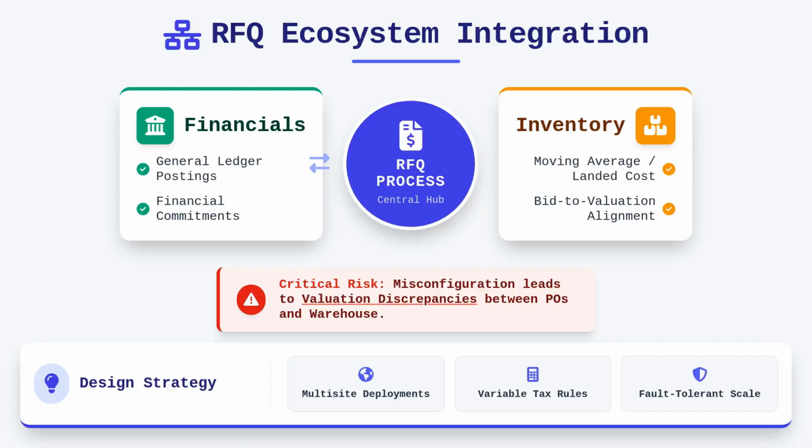Simultaneously, if the purchase is for stock items, inventory valuation methods such as moving average or landed cost must be properly aligned with the figures provided in the bid. If you misconfigure these dependencies, you create a discrepancy where the cost recorded on a purchase order does not match the cost at which inventory is eventually valued in the warehouse. During the design phase of your implementation, you should run through edge cases, such as multi-site deployments where tax rules might change based on the delivery location, to ensure your RFQ framework remains fault-tolerant and scalable.